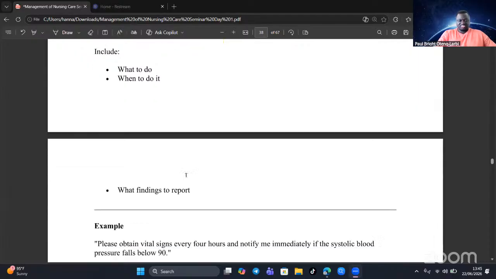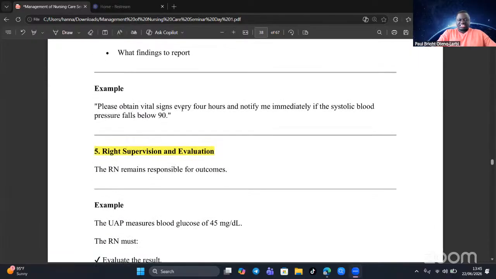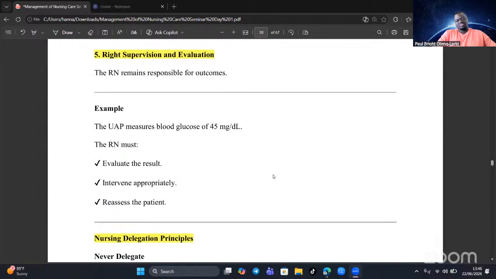Okay, that is it. One more example: please obtain vital signs every 4 hours and notify me immediately if the systolic blood pressure falls below 90. But sometimes you should not be super disrespectful with the words. You can be playful with them, sending them coolly. Yeah, that is it. They will do it for you. Supervision and evaluation. So your RN remains responsible for all the outcomes.